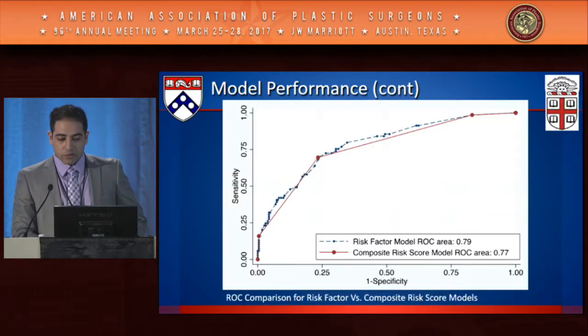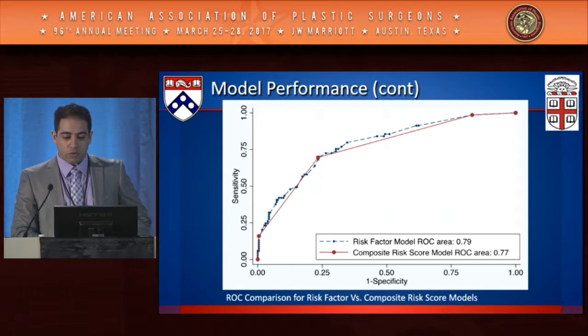The model was assessed in terms of performance by doing ROC, receiver operator curves, and this graph just compares the composite risk score model to the original factor model from which it was derived, and both show a C-statistic of approximately 0.8.